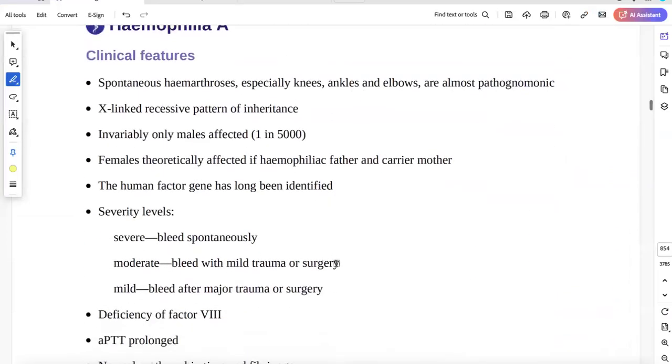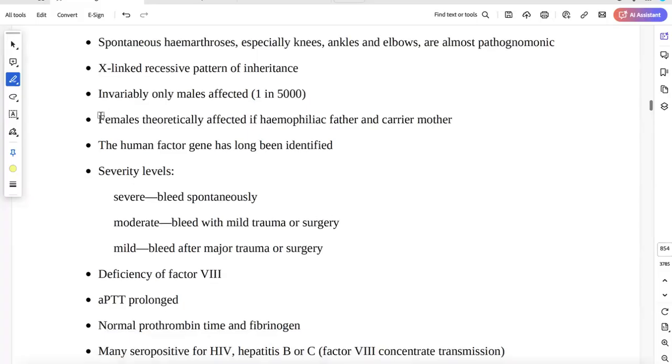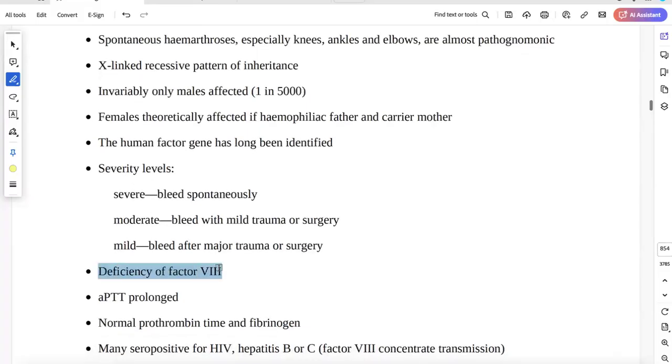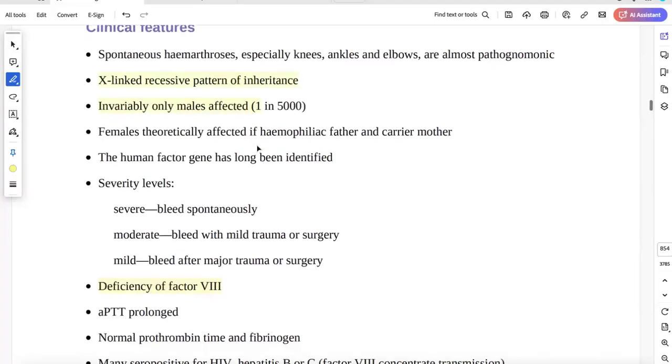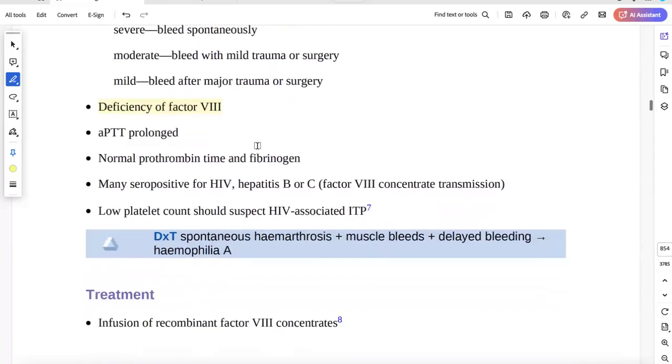The next is hemophilia. So hemophilia is a coagulation disorder, and hemophilia A is deficiency of factor 8. So deficiency of factor 8 will cause this. This is X-linked recessive, so only the male will be affected, no female. Female might be carrier, but never affected. Not never, sometimes they can be, but mostly male will be affected here.